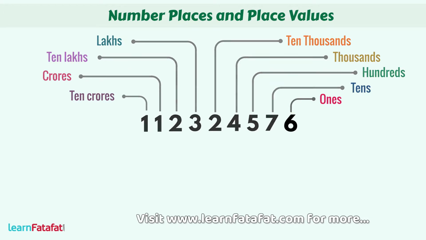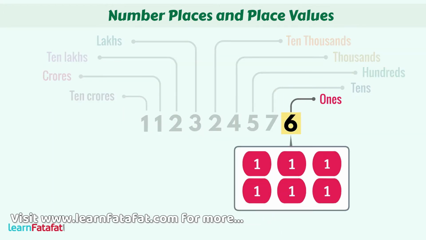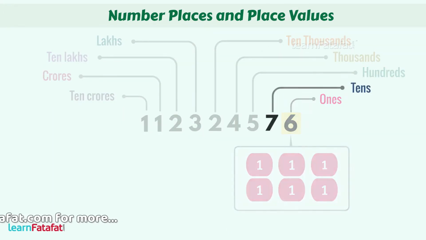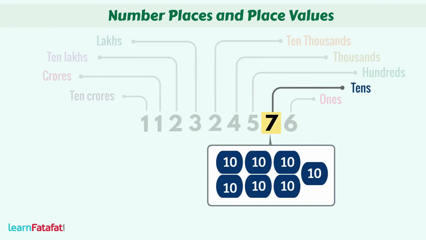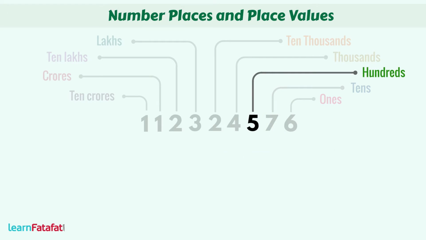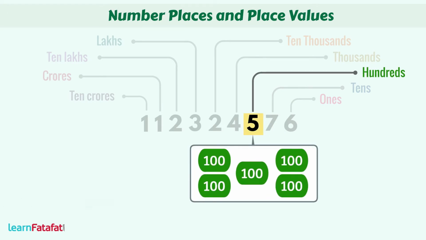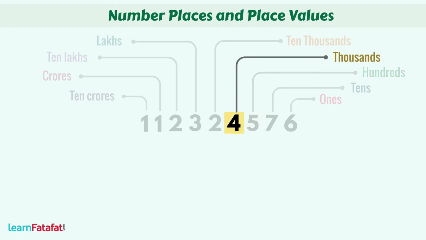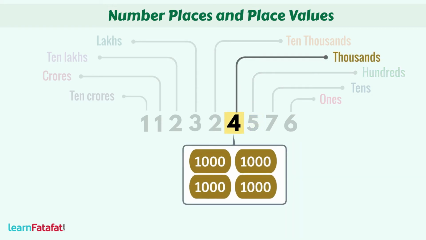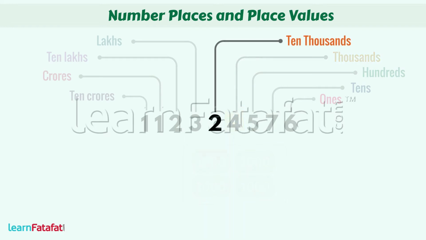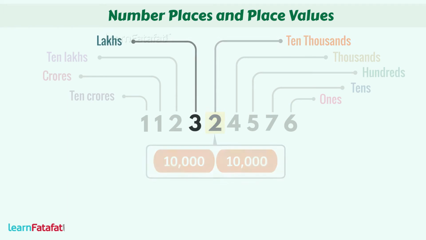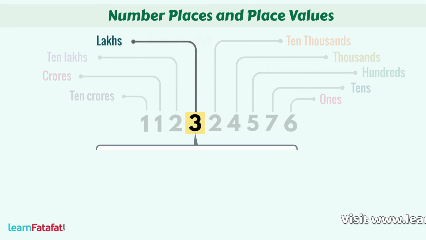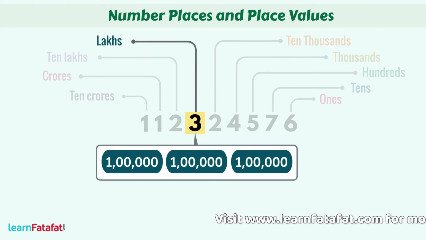A digit at the ones place indicates the number of ones or units. A digit at the tens place indicates groups of 10. Similarly, a digit at the hundreds place indicates groups of 100. A digit at the thousands place indicates groups of 1000. A digit at the 10,000s place indicates groups of 10,000. A digit at the 1 lakh place indicates groups of 1 lakh.